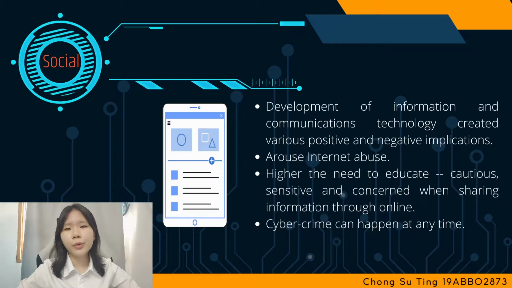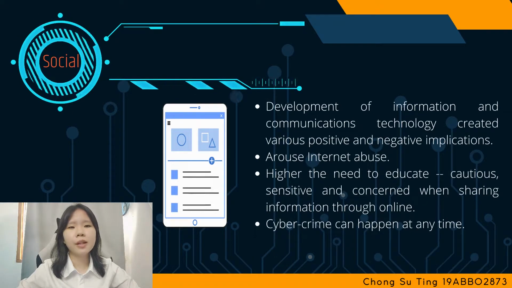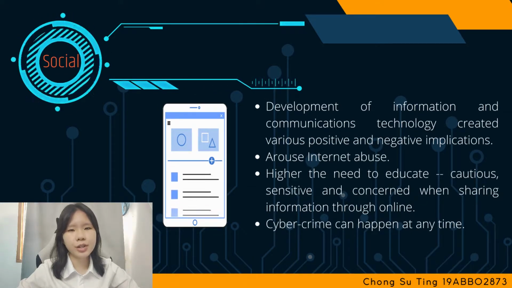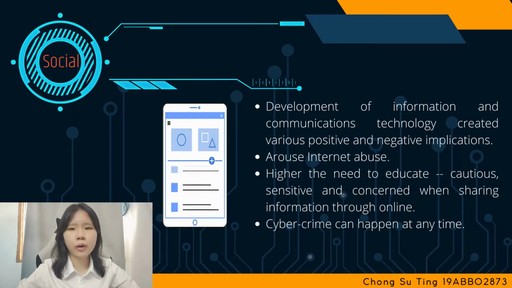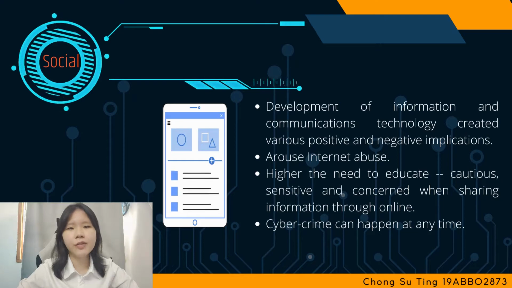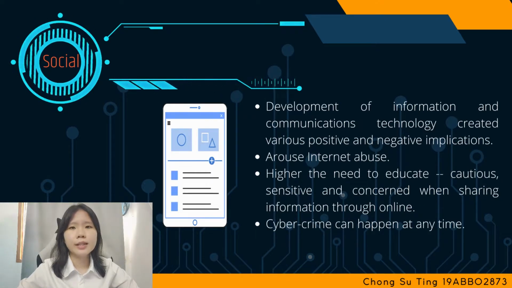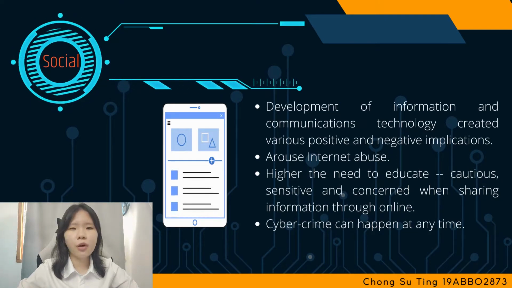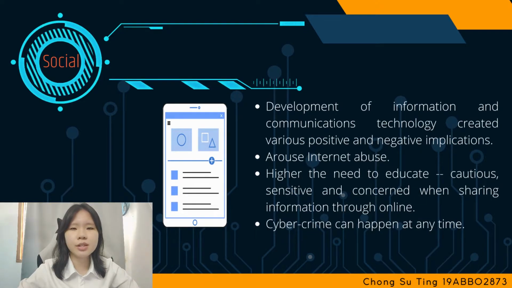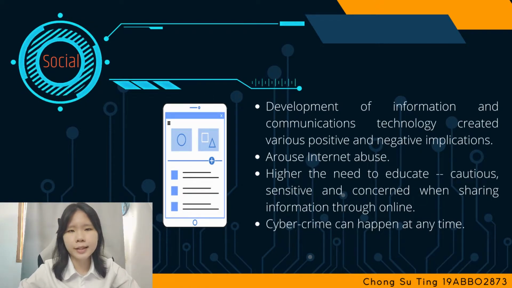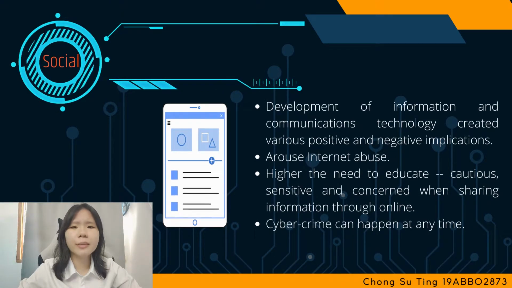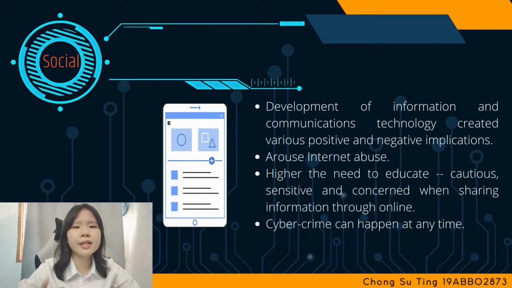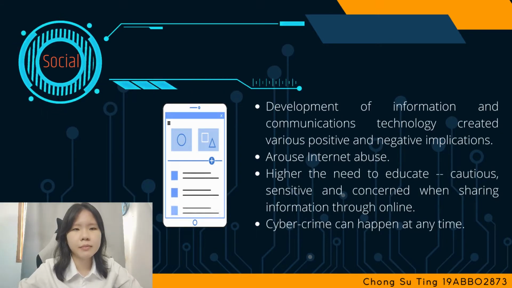Furthermore, from the viewpoint of society, the development of information and communications technology created a phenomenon where people are connected, with various positive and negative implications. Statistics show that the issue of internet abuse is a serious issue either globally or locally, precisely in Malaysia, and would have implications for the formation of a disconnected society.